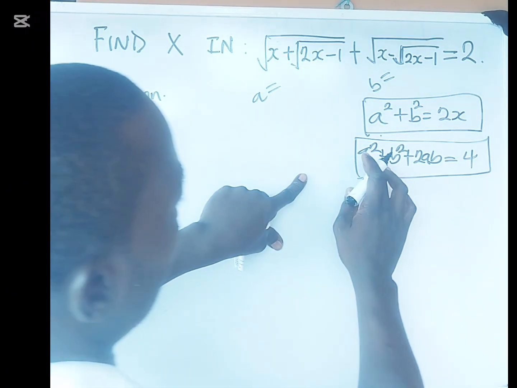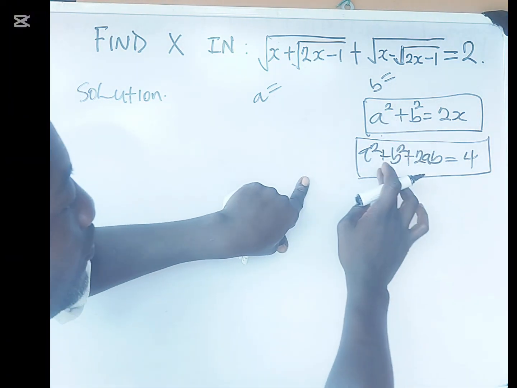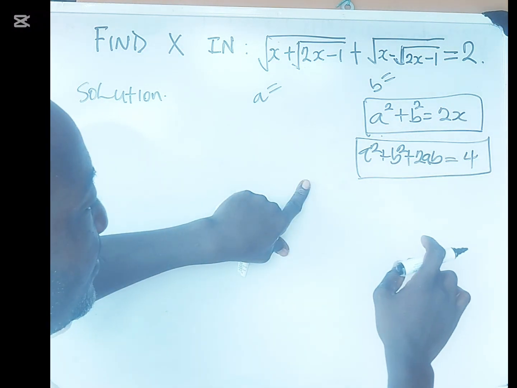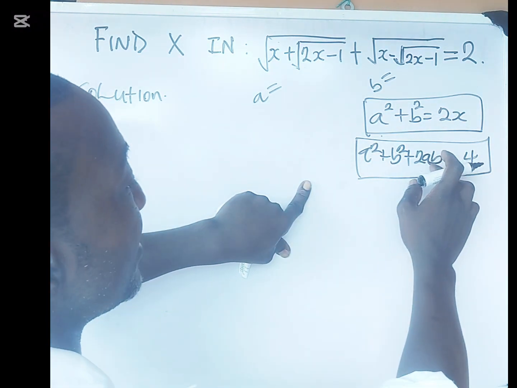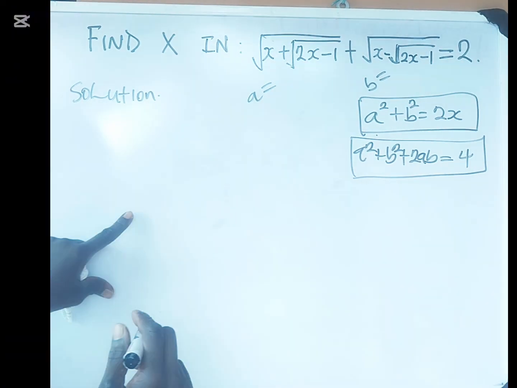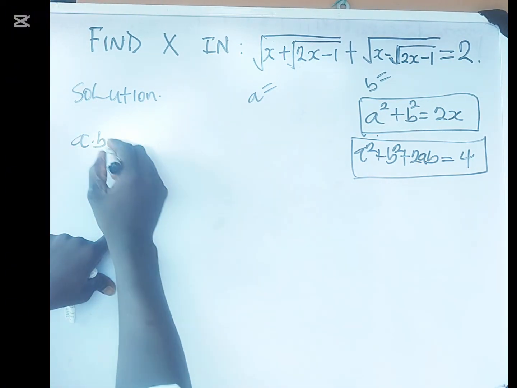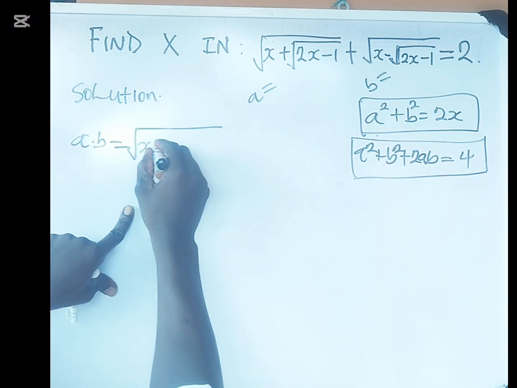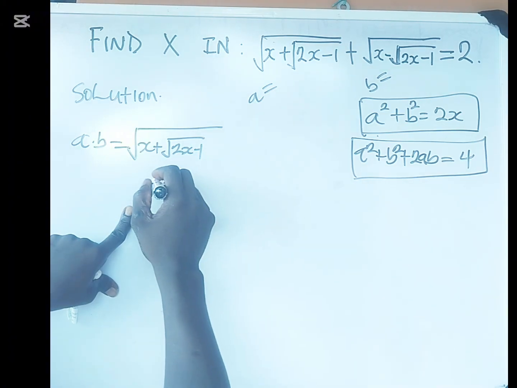Remember, this is what I want to rewrite, the whole of this in terms of x. I've gotten a value for A squared plus B squared, which is equal to 2x. Now I want to get a value for 2AB. What we're going to do is start with A times B. What is A times B? It is the same thing as root of x plus root of 2x minus 1.